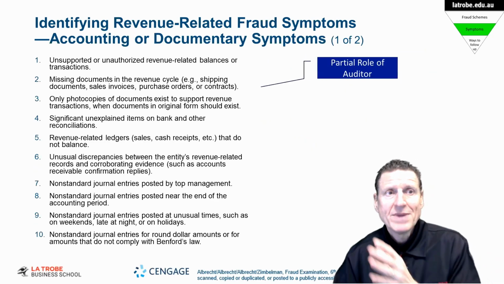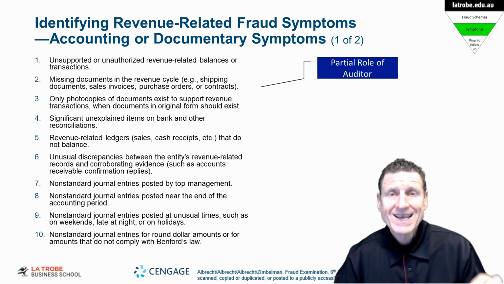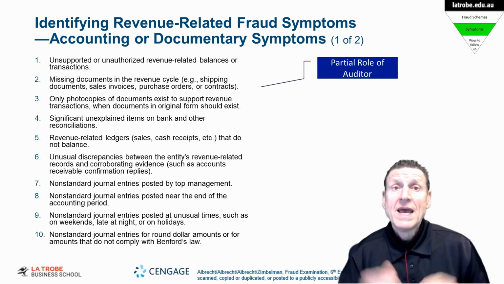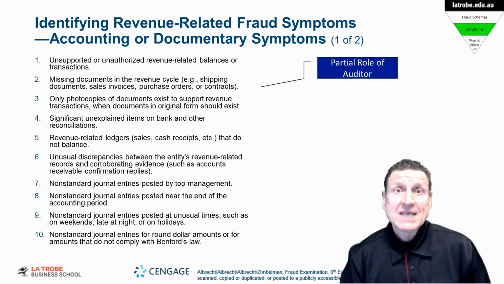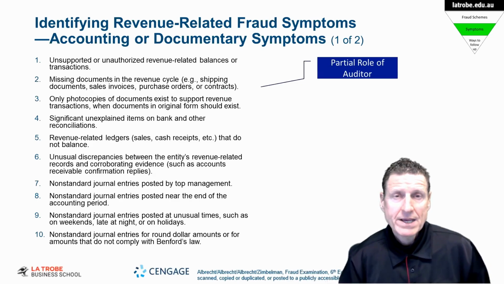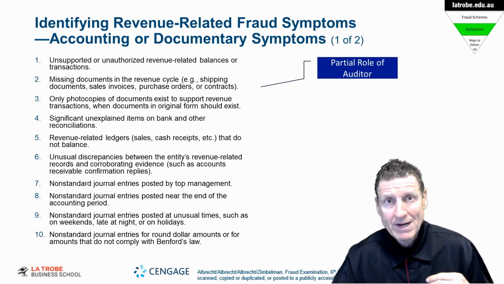What about accounting and documentary symptoms? This is where you may have a look at specific documents, unsupported or unauthorized revenue-related balances or transactions, missing documents, or only photocopies of documents exist. You may ask the accountant in the firm, can we have example transactions of every one of your accounts receivables? Oh, that'll take a long time because we've got 800. That's all right. I want 800 documents. That will force the accountant to get a document for every one of your accounts receivables.